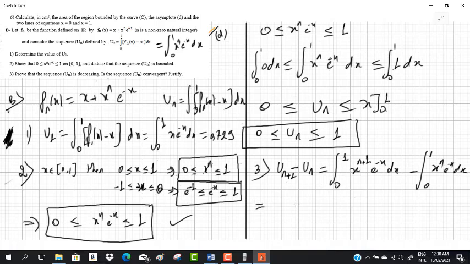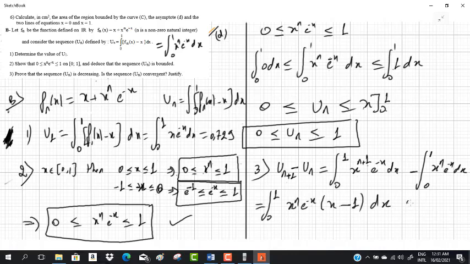The two integrals have the same bounds, so I can calculate the difference between them. I take x^n e^(-x) as a common factor, and I'm left with (x - 1) dx. Now x^n is positive and e^(-x) is positive, and x - 1 is negative, so this integral is negative and the sequence is decreasing.